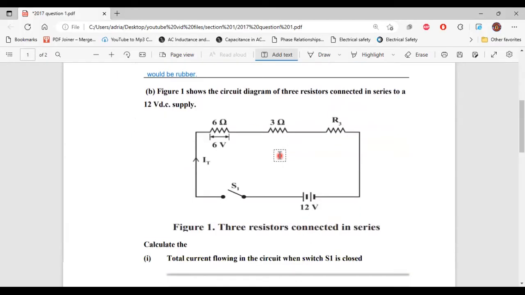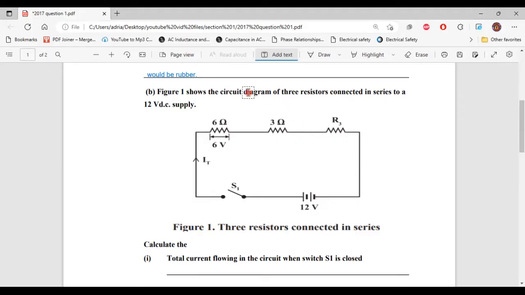All right, so let's move on to part B now. It says figure 1 shows the circuit diagram of 3 resistors connected in series to a 12-volt DC supply. So here we have figure 1. We have 3 resistors: R1, 6 ohm, and it has a voltage drop of 6 volt. R2, 3 ohm, and for R3, the value wasn't given. And the 3 resistors are connected in series across a 12-volt DC source. All right, so that's it for figure 1.